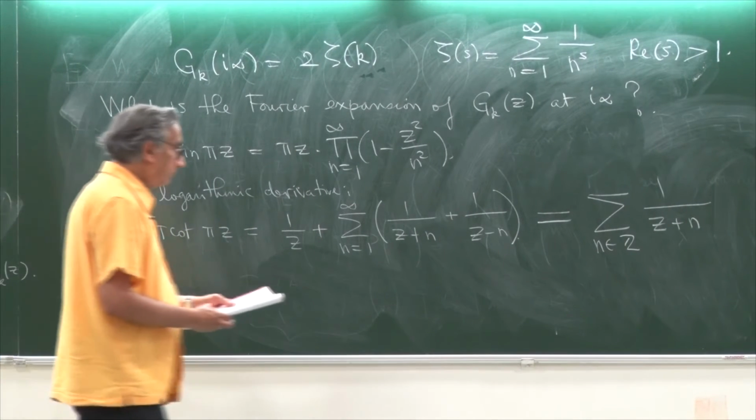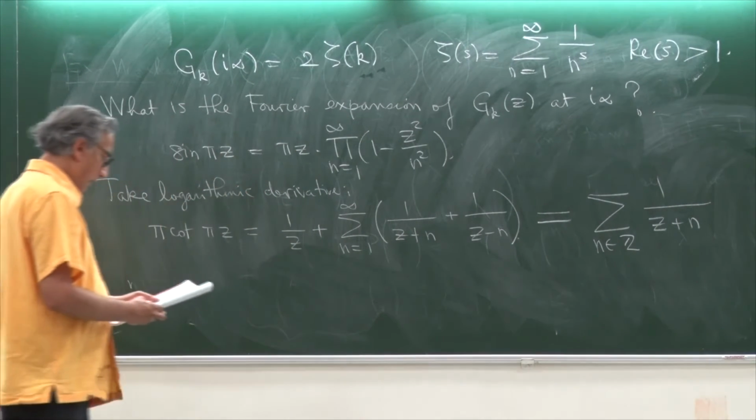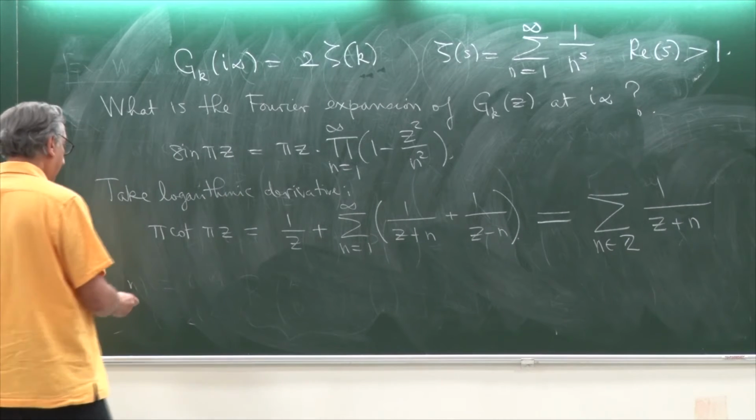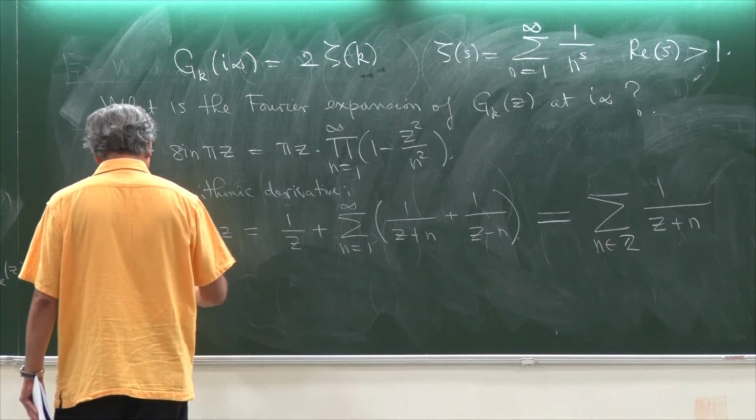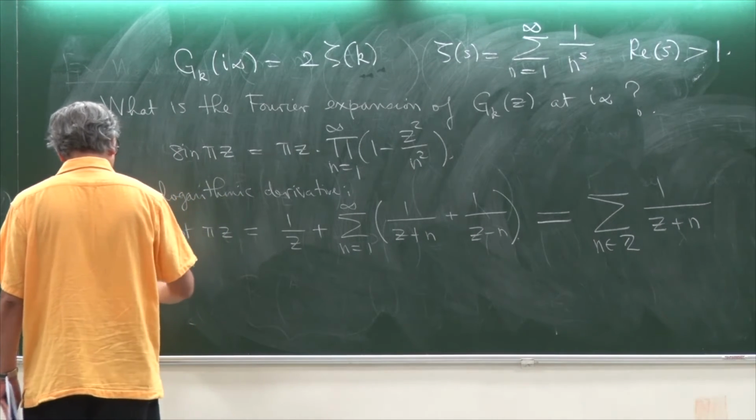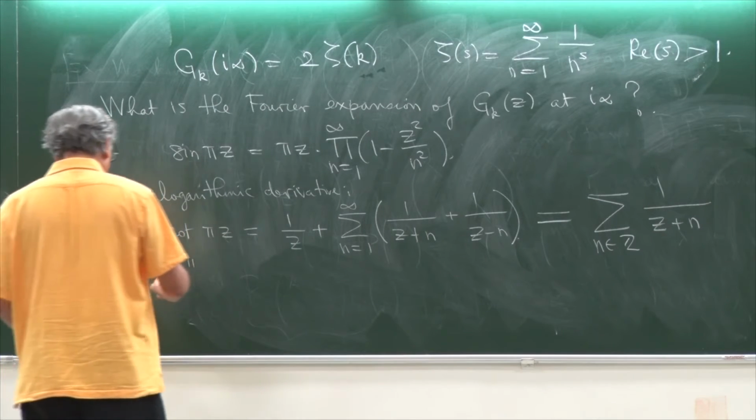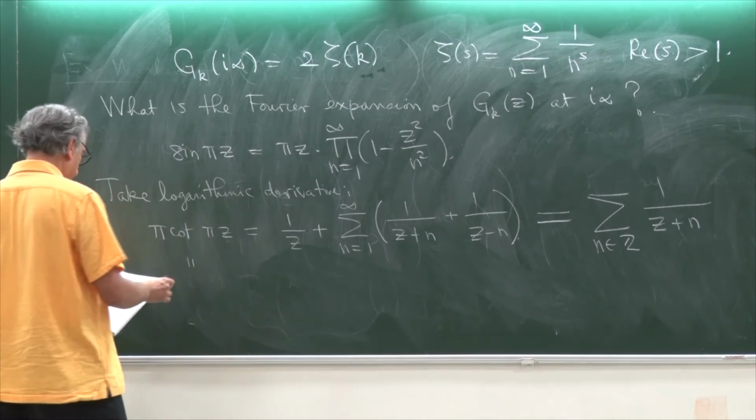So if we look at this, on the other hand, pi times cotangent pi z is equal to pi times, well, what's cotangent? We can write that in terms of the exponential function.